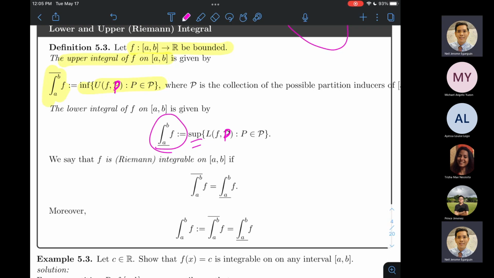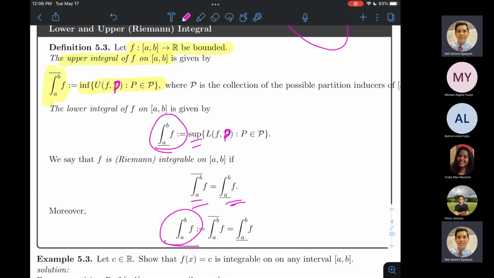Okay? And then a function becomes Riemann integrable or simply integrable for now, yun ang tawag natin, integrable, sa closed interval AB kapag nag-coincide yung upper at saka yung lower Riemann integral. Okay? And moreover, we say that the value of the Riemann integral of f on the closed interval AB is equal to the common value of the lower and the upper Riemann sums.